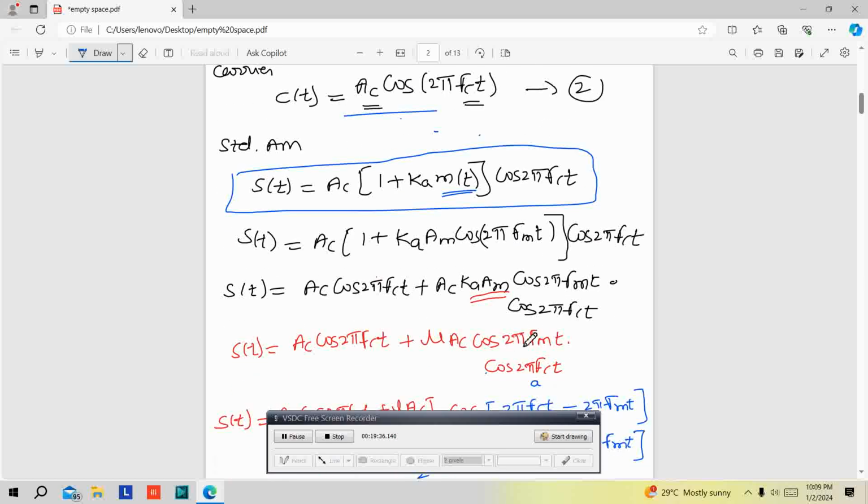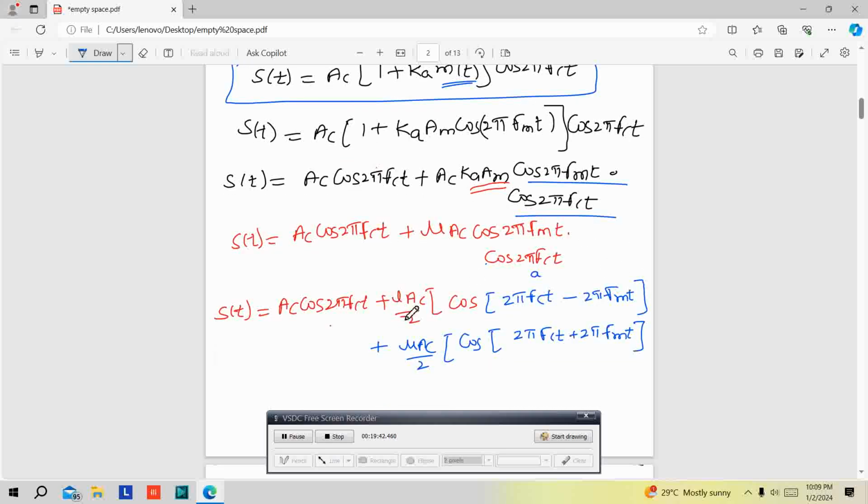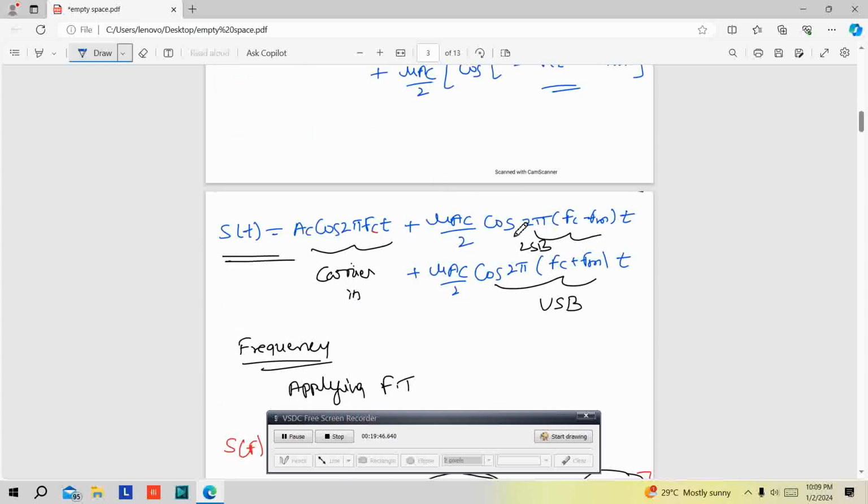It is in the form of the cos A into cos B formula. Cos A into cos B is equal to 1 by 2 of cos of A minus B plus cos of A plus B. Then you will get s of t. This is the time domain representation of the AM wave, and it consists of mainly three components: the carrier itself, the upper sideband and the lower sideband.